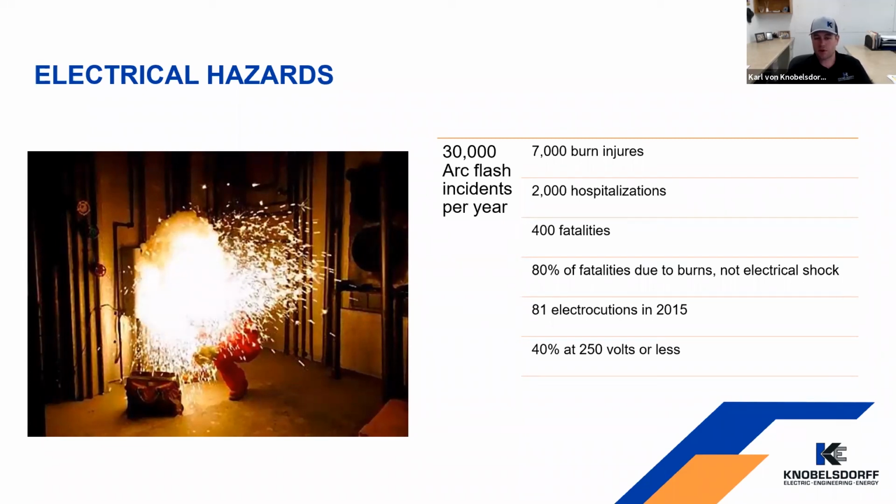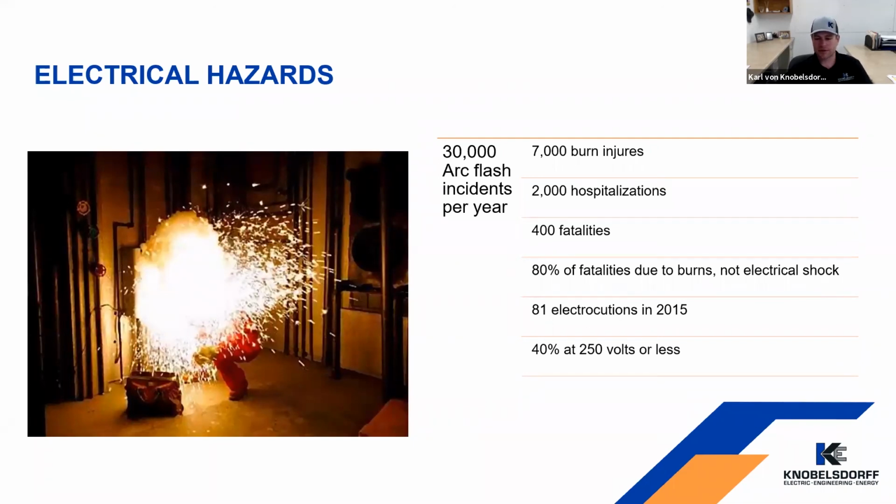There are generally about 30,000 arc flash incidents per year, 7,000 burn injuries, 2,000 hospitalizations, and 400 fatalities. 80% of these fatalities are due to burns, not to electrical shock. When a lot of people think of an arc flash or an electrical incident, they think somebody was shocked, where it's usually that arc flash blast where they get burned and have 2nd, 3rd, 4th degree burns all over their body.